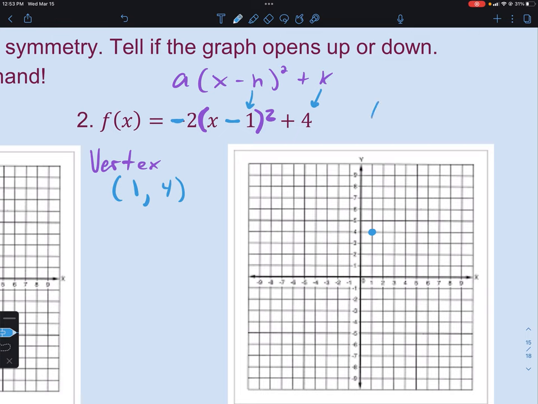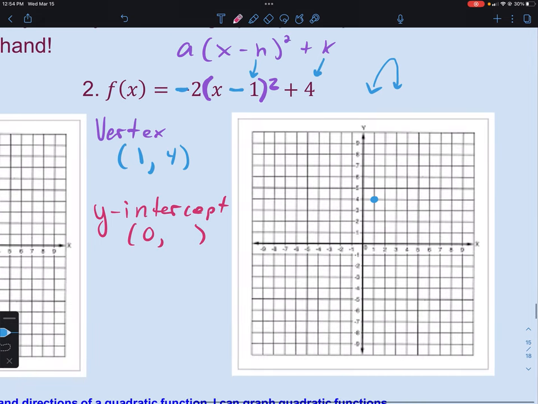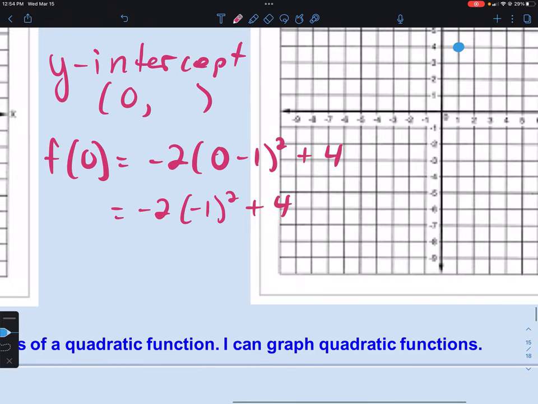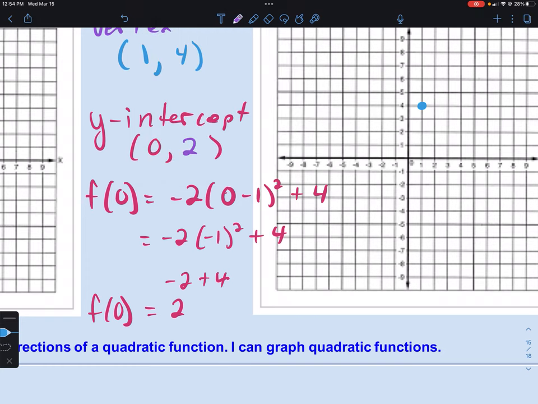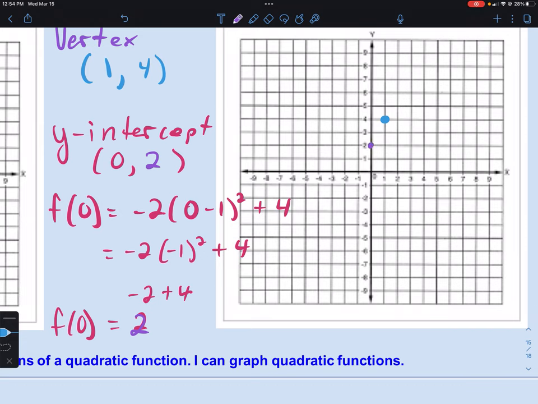This is a negative 2, so we know it's going to point down. But how can we get another point? My advice would be to find our y-intercept. The number one way to always find your y-intercept is just plug in 0 for x. All y-intercepts have a 0 for their x value. So I'm going to plug in 0, and I'll get negative 2 times (0 minus 1) squared plus 4. This simplifies down into negative 2 times negative 1 squared plus 4. Negative 1 squared is just positive 1. So I'm working with negative 2 plus 4, which is 2. So our y-intercept is at (0, 2). X is 0, y is 2.